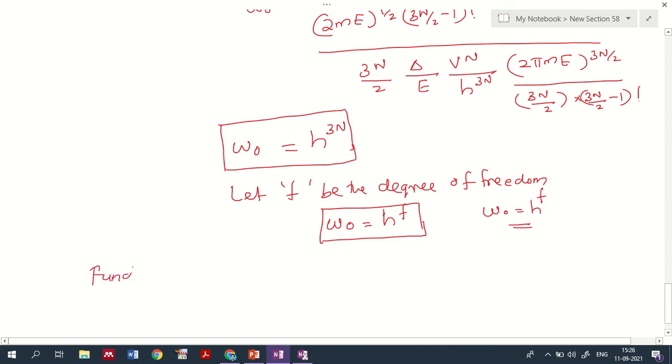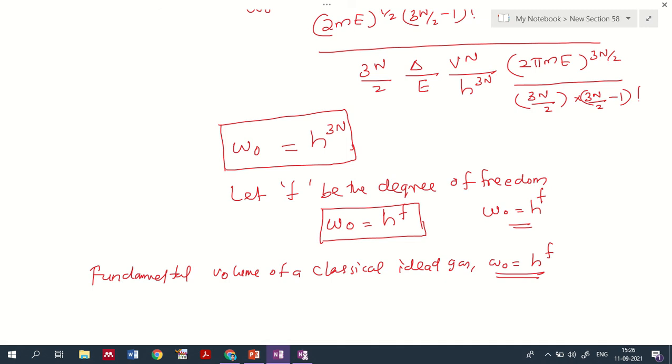So the fundamental volume of a classical ideal gas is omega 0 equals h raised to f. That is the discussion of the classical ideal gas, treated as a microcanonical ensemble case. In the next class we will be discussing the harmonic oscillator, where we will treat the harmonic oscillator case as a microcanonical ensemble.